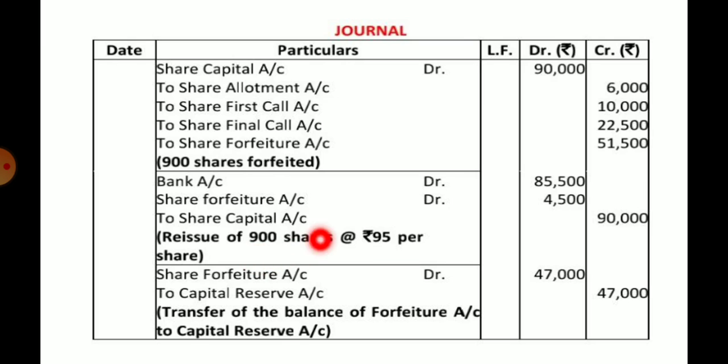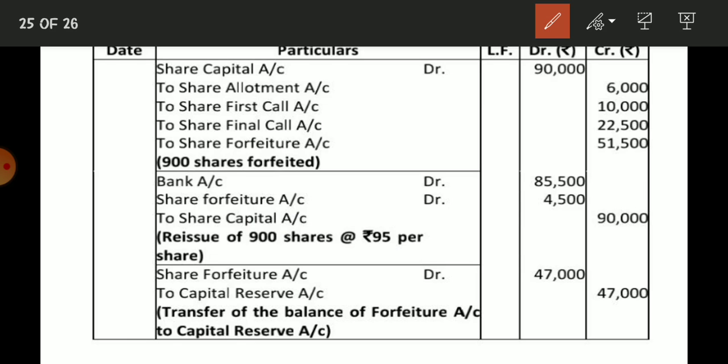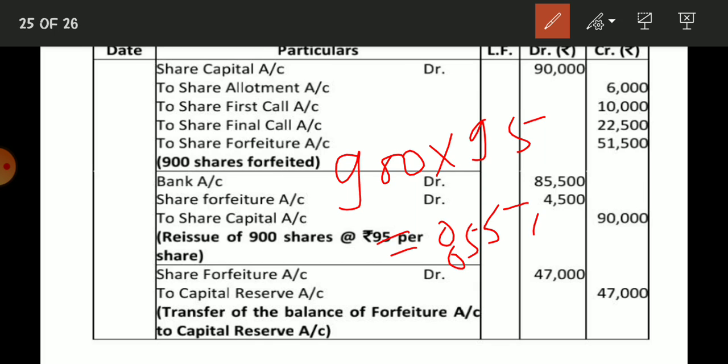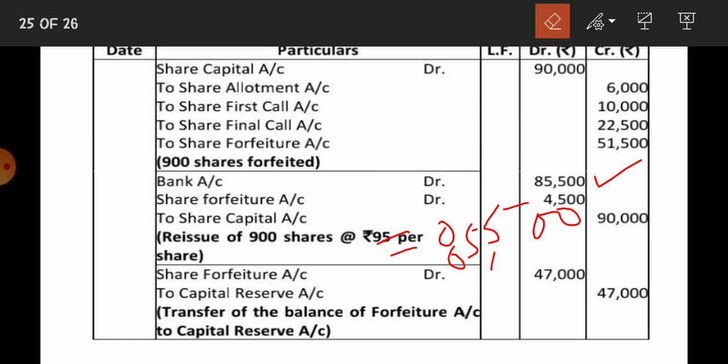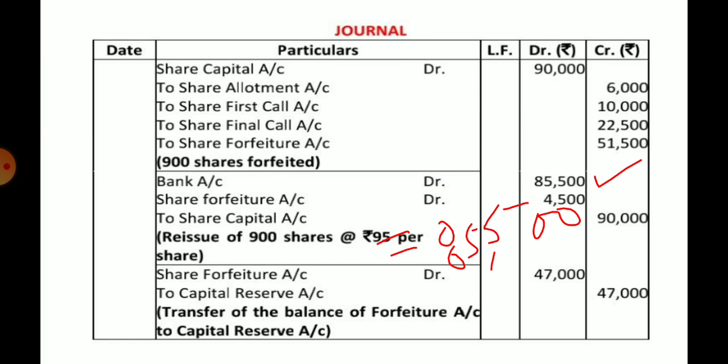How? 900 shares are issued at 95 per share. So the calculation will be 900 into 95. 9 5s are 45, 9 9s are 81. So 85,500, right? So this will be transferred here. What is the actual amount he seized? So he seized 90. Okay, so he seized 90.